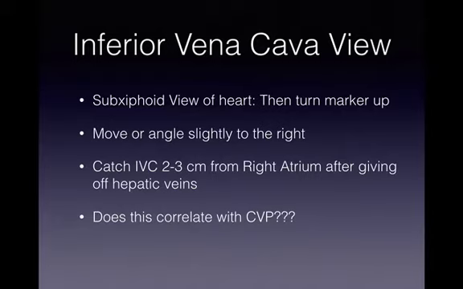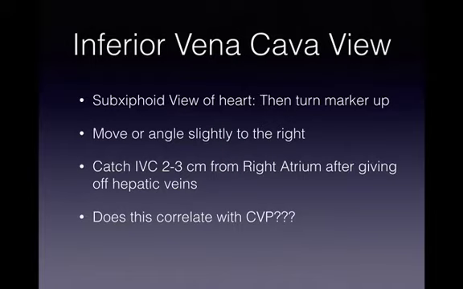So what about the inferior vena cava? What we'd like to do is get a subxiphoid view of the heart and then just turn your marker dot 90 degrees clockwise or up. If you're in the cardiac mode already, then you're going to turn your marker dot down. You're going to use the left lobe of the liver as an acoustic window and start with your probe angled slightly to the right. What you'd like to do is catch the inferior vena cava about 2 to 3 centimeters from the right atrium after it has given off the hepatic veins.